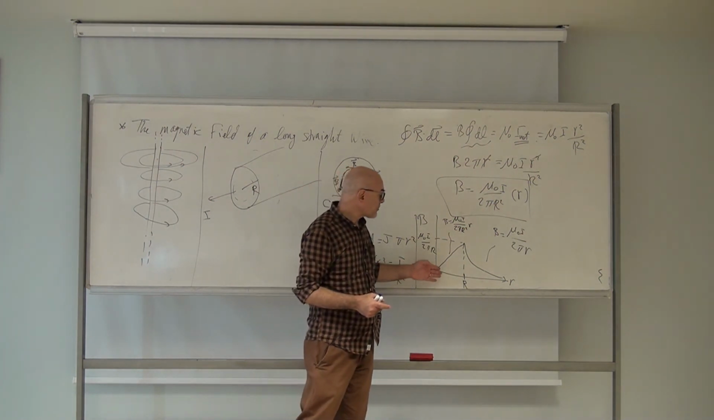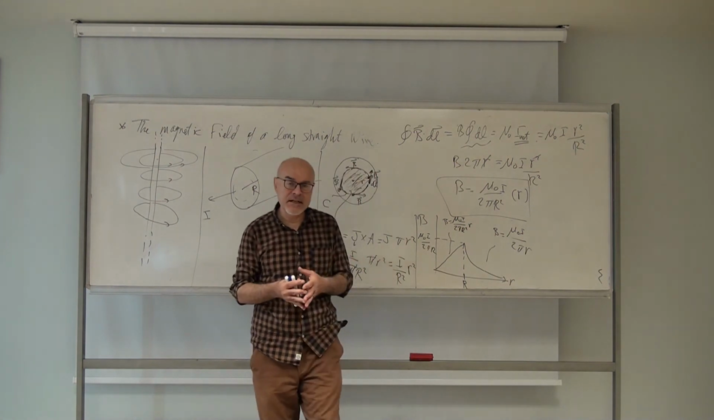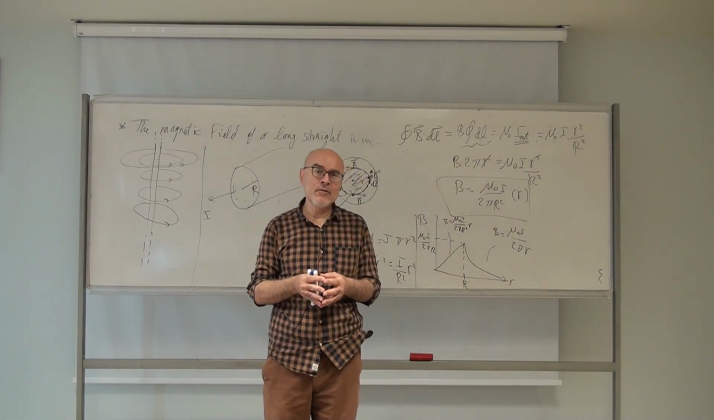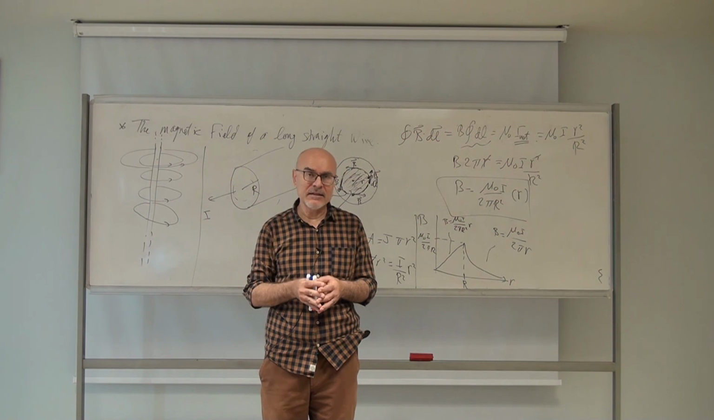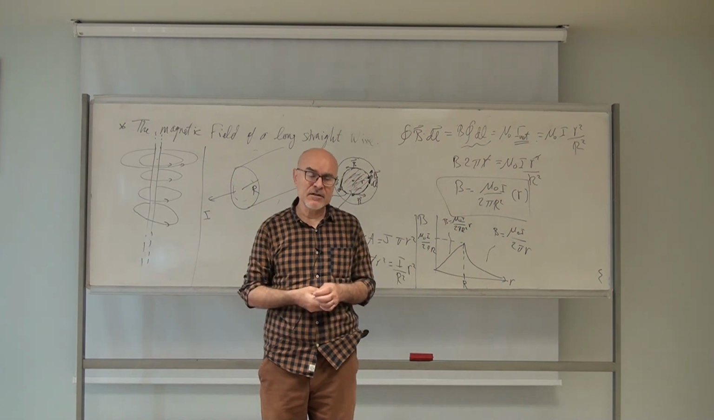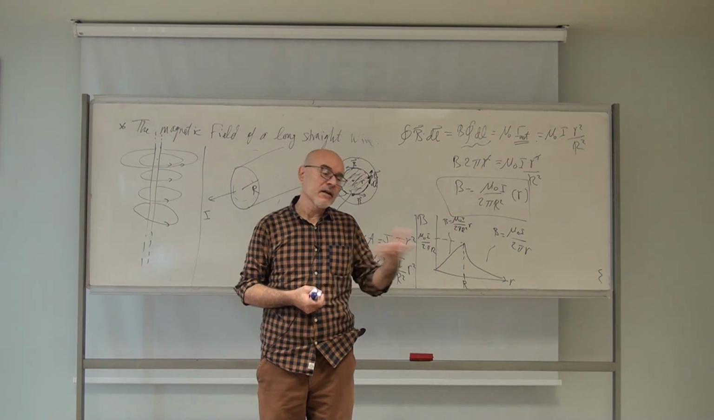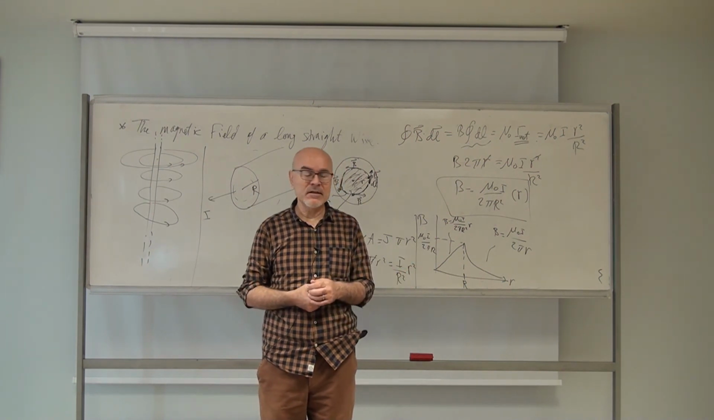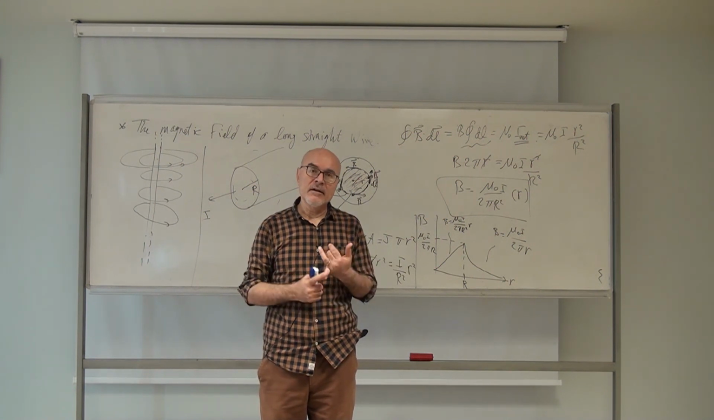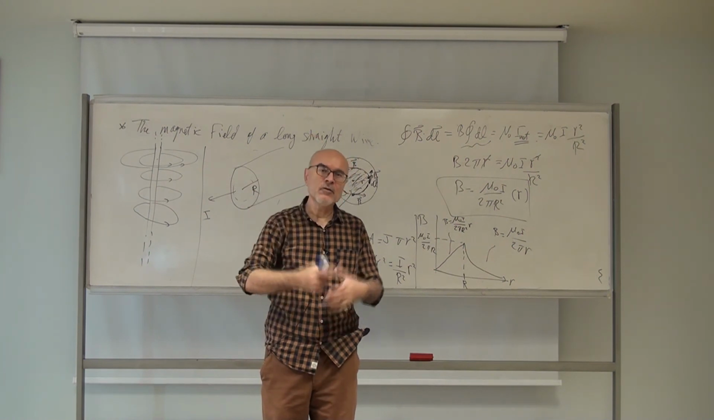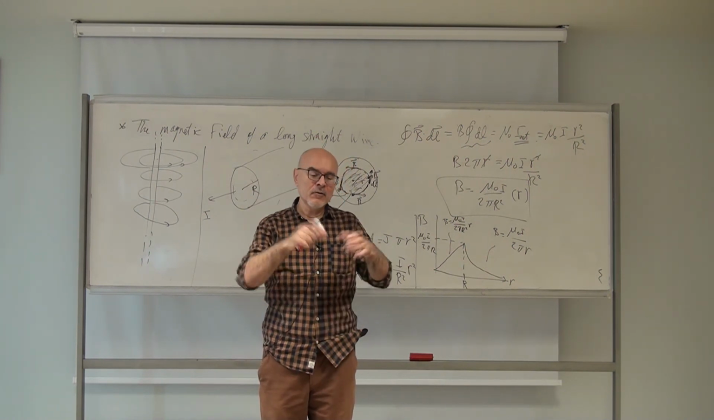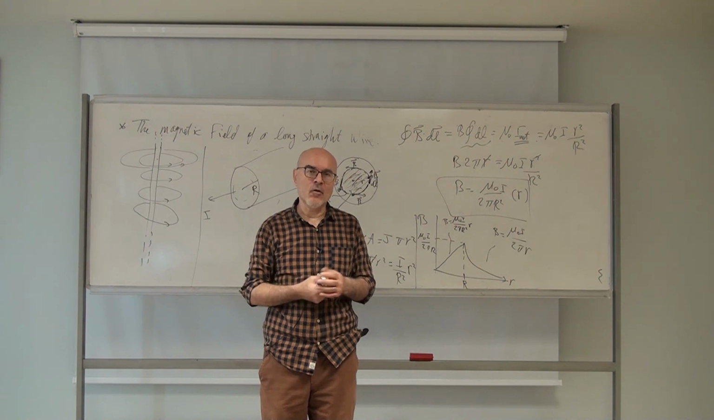Now this is the simplest application of Ampere's law to find the magnetic field of a given current distribution when that current distribution has a high degree of symmetry. There are a couple more examples that we will be considering eventually, which are the magnetic field inside an infinite solenoid, or what we call an ideal solenoid, and also the magnetic field inside a toroid.